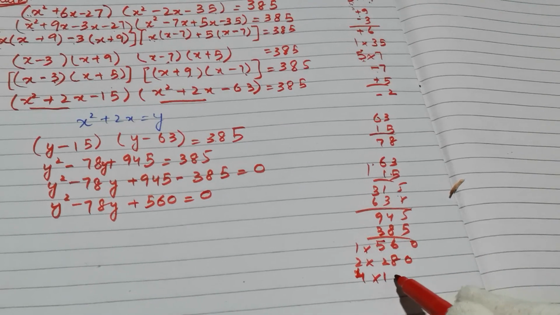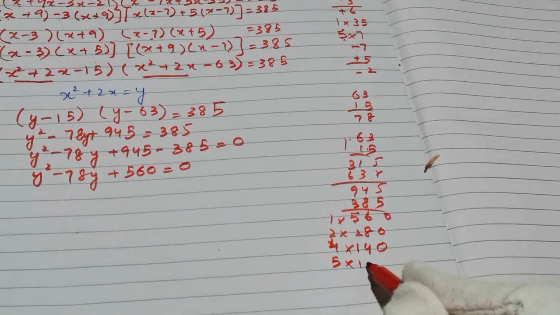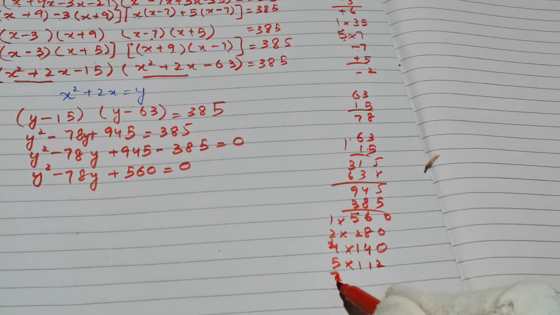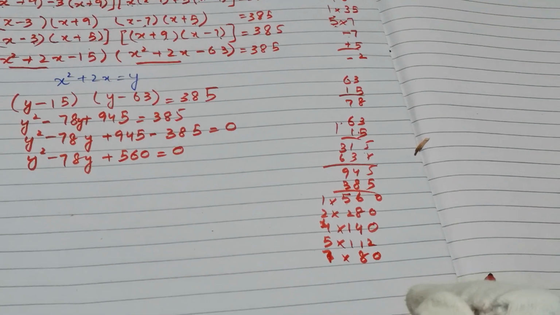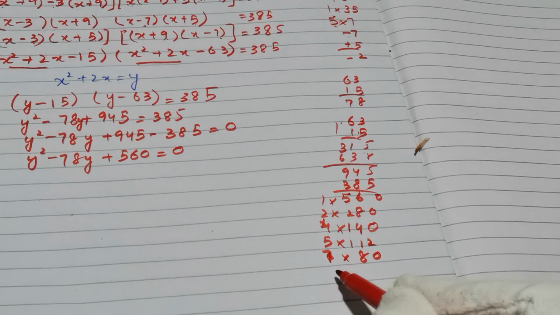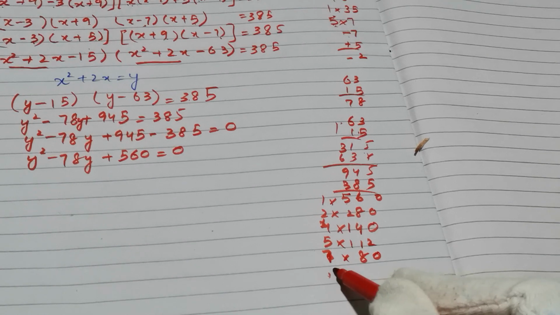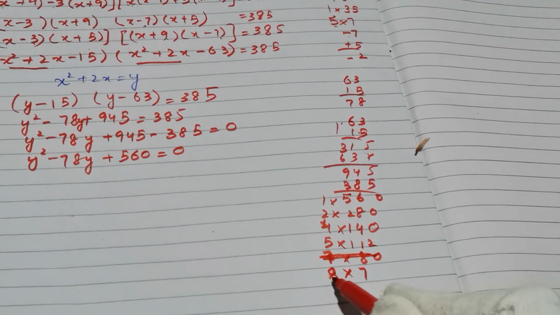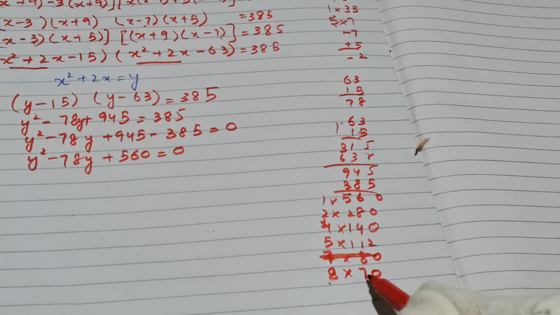4 1s are 4, 4 4s are 16. 5 1s are 5, 5 2s are 10. 7 8s are 56. Sorry, 8 7s are 56. So the factors are 70 and 8.